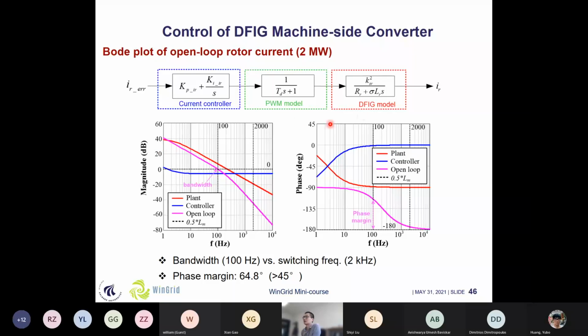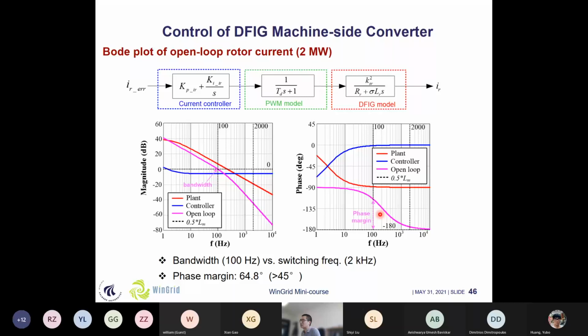So it can be seen that there is a turning point here, and afterwards we are at minus 20 dB per decade. If we design this PI controller, then we can move the plots up and down to reach our desired bandwidth, which is 100 hertz in our case. Once we have these PI parameters ready, we can also see the phase margin from this phase diagram.